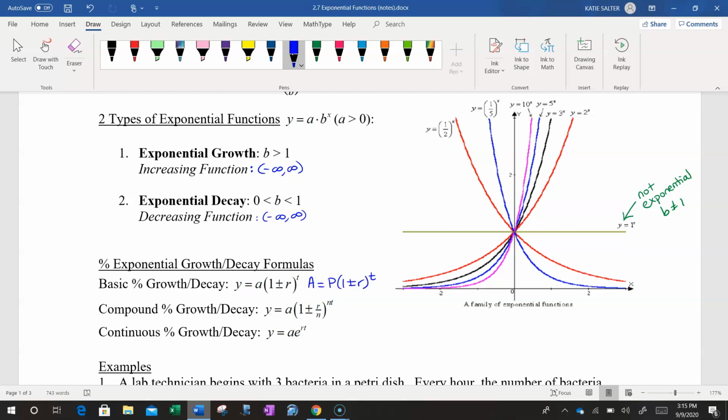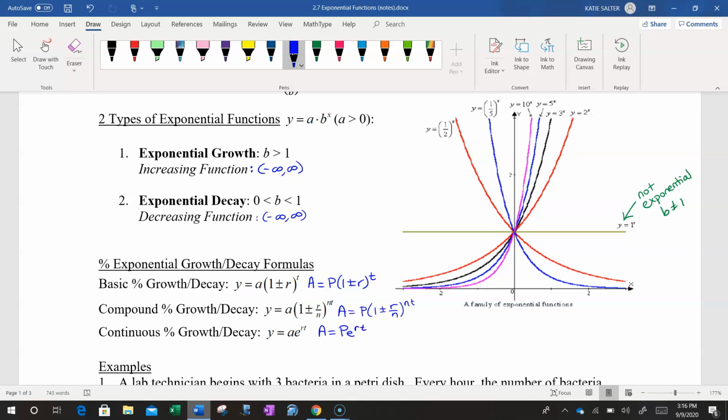The next one is our compound percent growth and decay, and that's when it's compounded a certain number of times a year. Again, you also may have learned this formula in the past as A equals p, 1 plus or minus r over n to the nt. And then our last one is our continuous percent growth or decay. So anything that grows or decays continuously in the real world. And that formula you might have learned, I like to call it the PERT formula, as A equals P e to the rt.